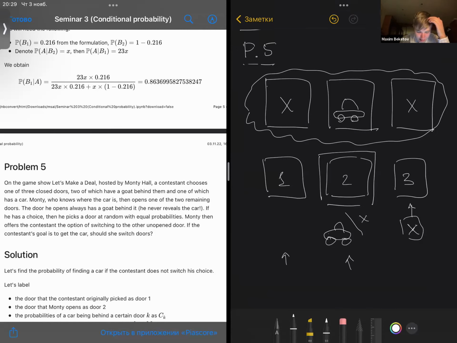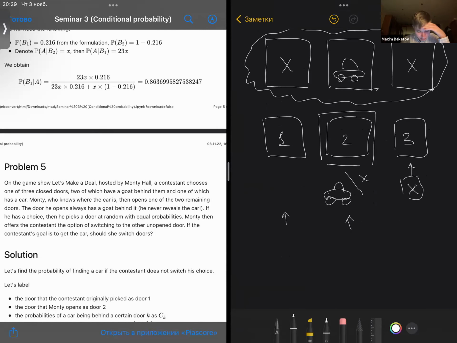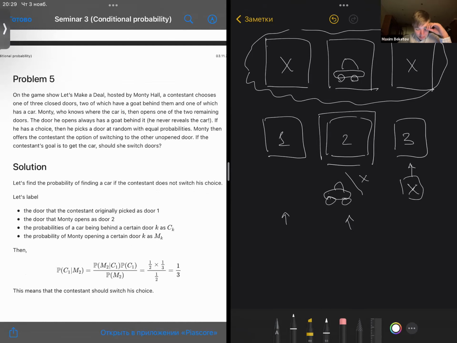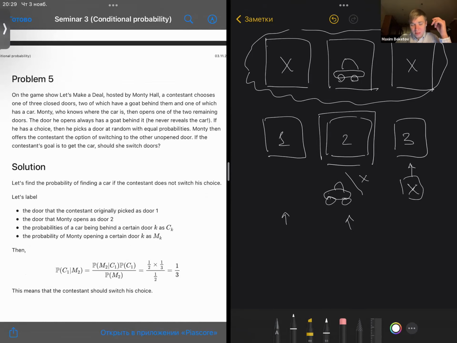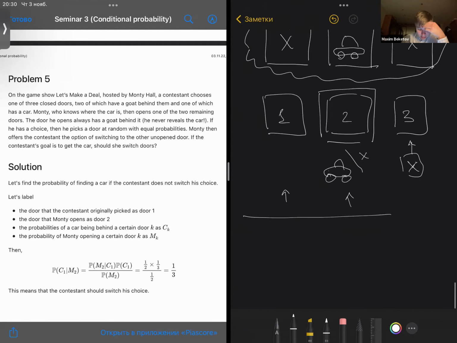Okay, so let's try resolving this paradox. Let's find the probability. Here's a proposition of how we could solve this. Okay, so let's introduce the following events. So let's find the probability if we don't switch our choice. Okay.